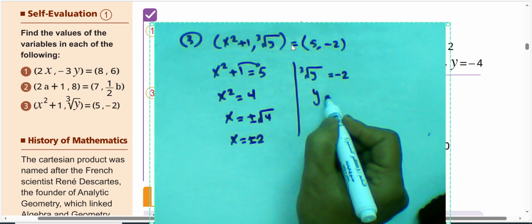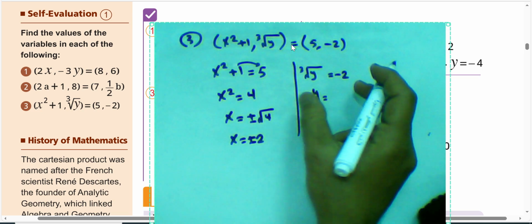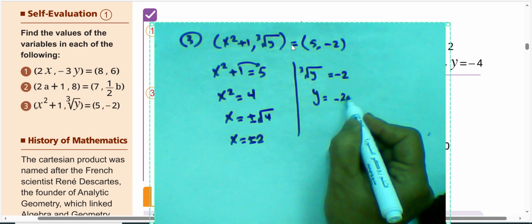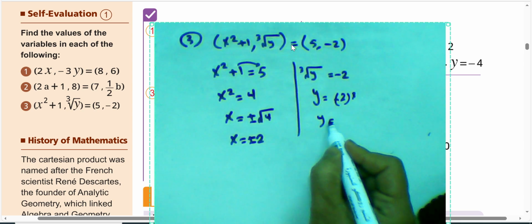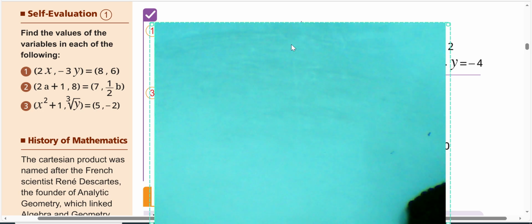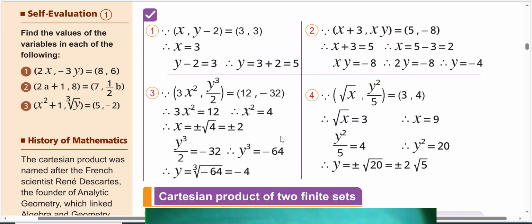We can find the value of y by raising the right-hand side to the power 3 to cancel the cubic root of y. Then the result will be negative 2 power 3. The value of y will be negative 8. Next question.